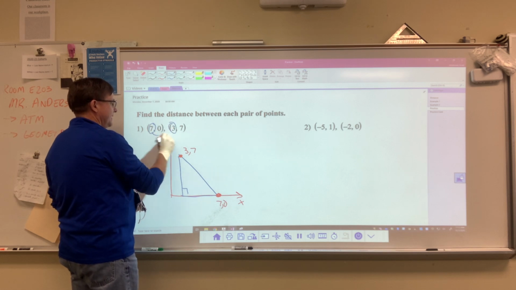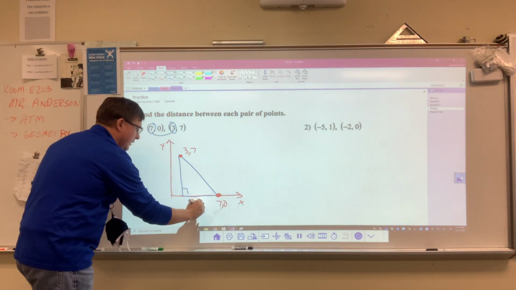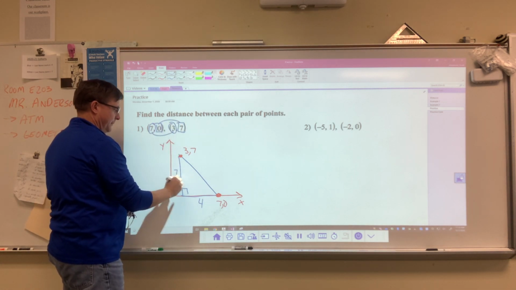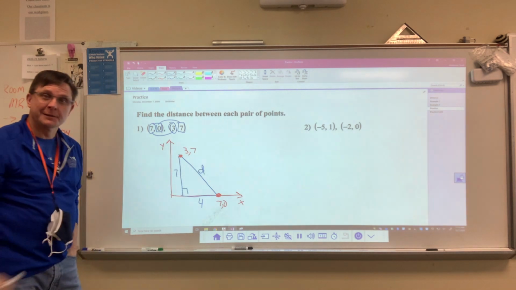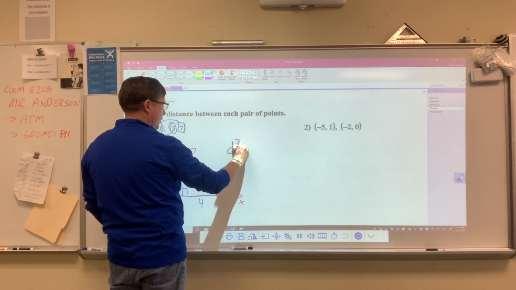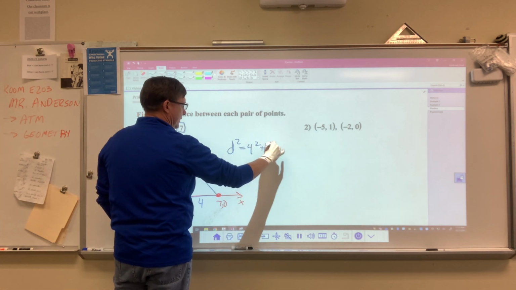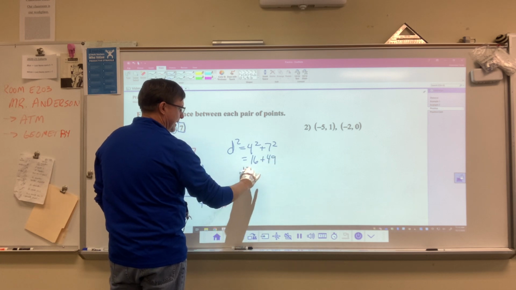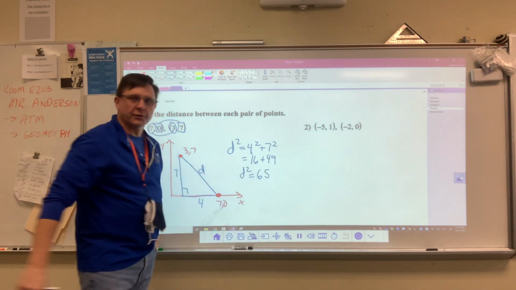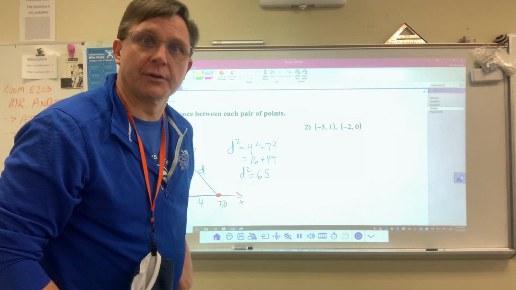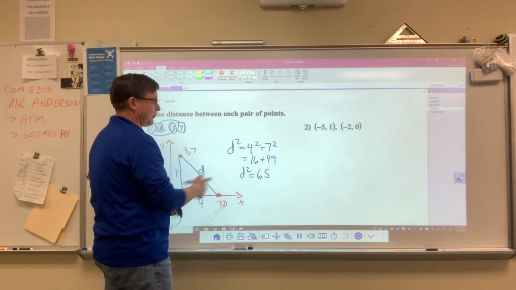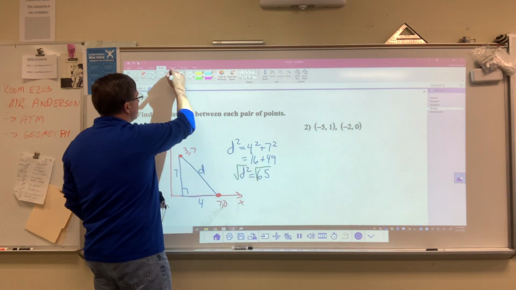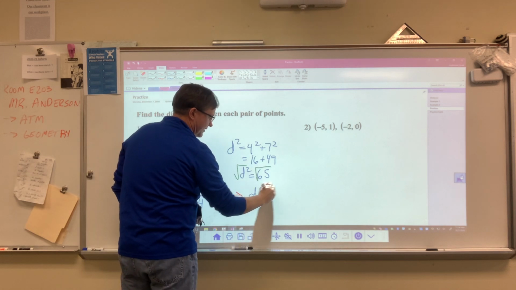7 minus 3, that's 4. And then 7 minus 0, that's 7. And again, the distance here is d. Pythagorean Theorem, right? So we set it up. d squared equals 4 squared plus 7 squared. 4 squared is 16, 7 squared is 49. And lo and behold, you'll see this happen a lot with problems. Since the points are close together, you get the same values for distance, even though they're different points. The opposite operation of an exponent is a root. And the answer to this problem is the square root of 65.